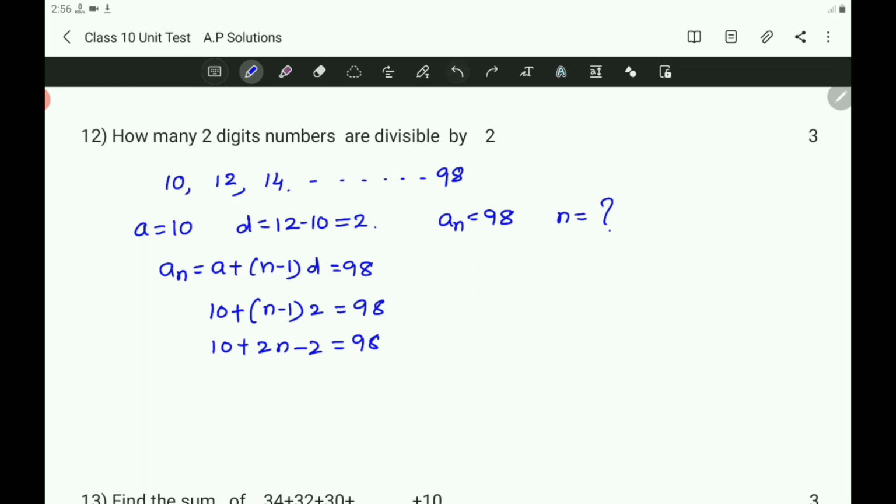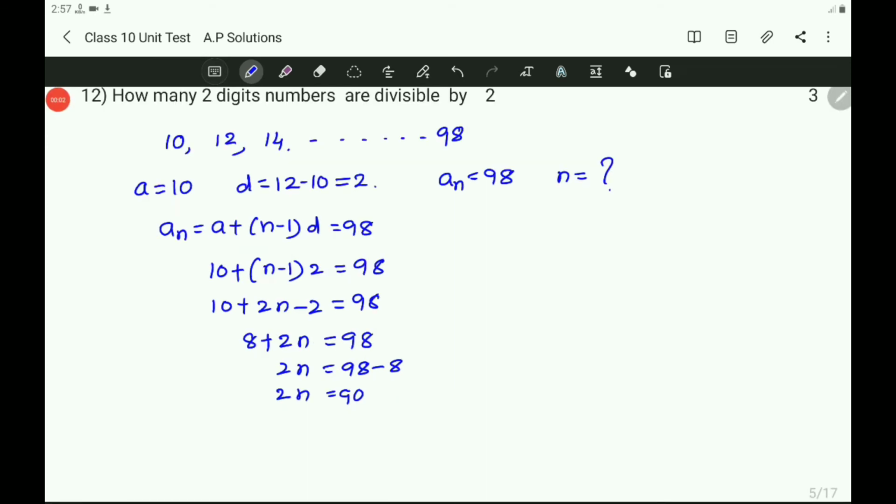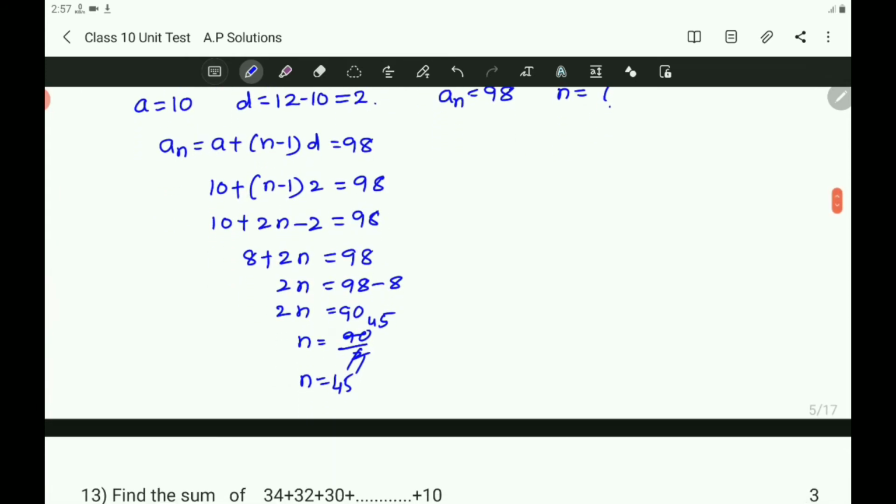Then you write 10 minus 2 is 8. 8 plus 2n equals 98. Then you transfer this 8. It becomes 2n equals 98 minus 8. 2n equals 98 minus 8 is 90. Then you write n equals 90 by 2. You got that? 2n equals 90 and n equals 90 by 2. Then n equals, 2 5s are 10, you got 45.